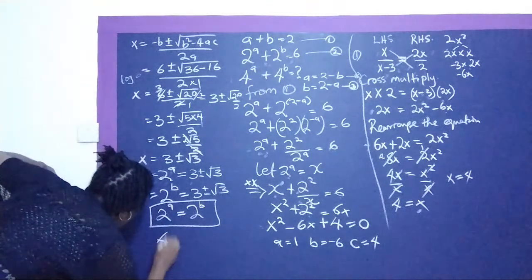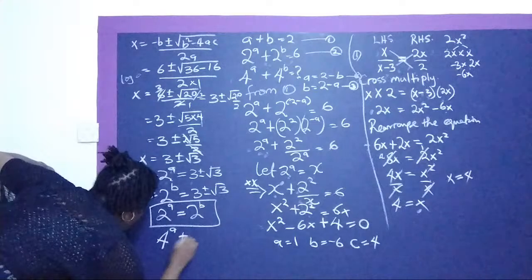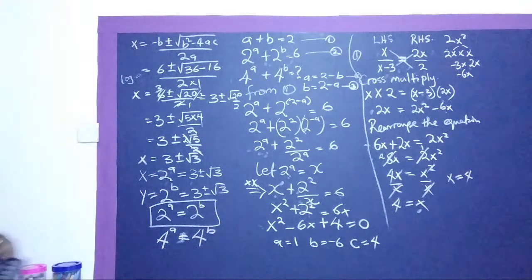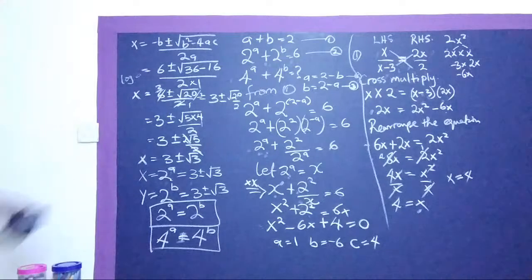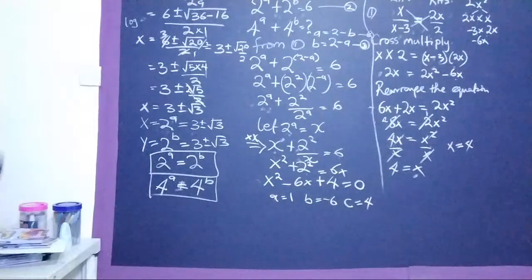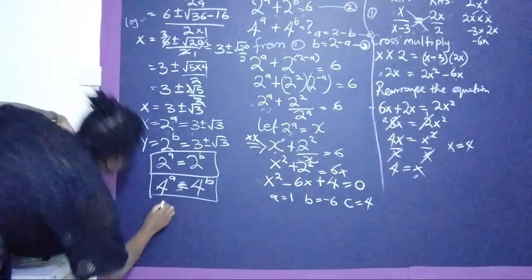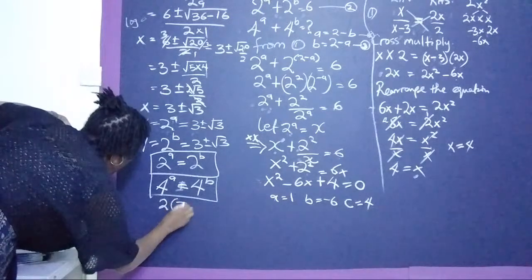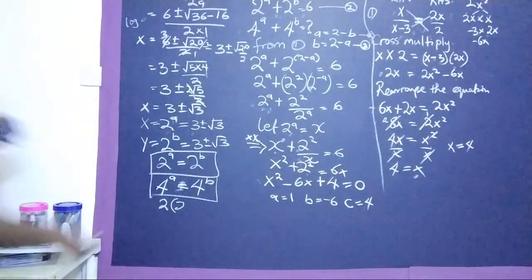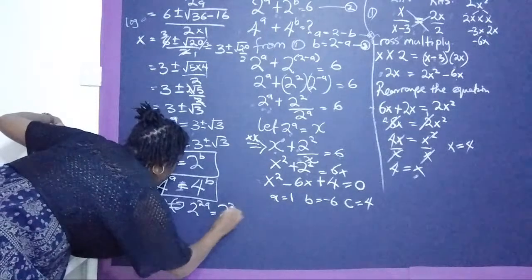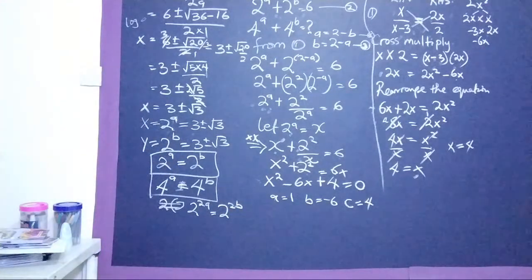Therefore, 4 raised to power a will be equal to 4 raised to power b. But what will be the difference? Let's look at it. The difference will be 2 times 2. Sorry, 2 raised to power 2a equal to 2 raised to power 2b. So what would the answer be?